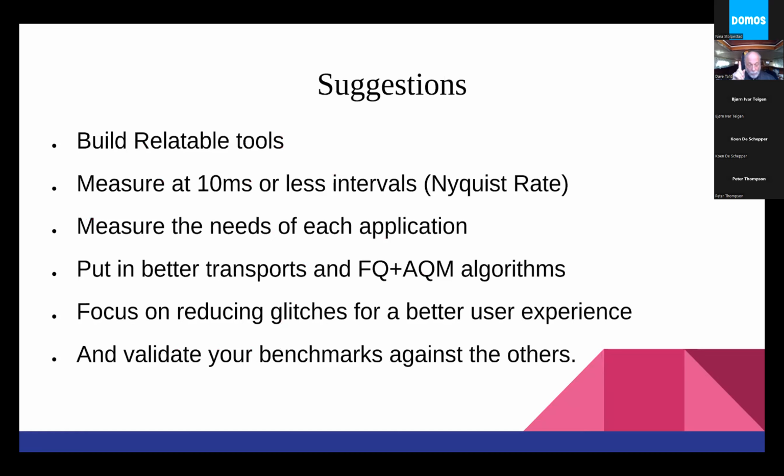So in conclusion, and I hopefully have time to fit in quite a few more slides, if you can build tools that engineers can relate to, as well as users, you'll be making progress. I've been pushing 10 millisecond intervals for doing your samples, the Nyquist rate. Think about VoIP and video conferencing applications as hard or harder than you think about web traffic. Keep improving the transports. I'm a huge fan of seeing fair queuing algorithms become predominant across the internet.